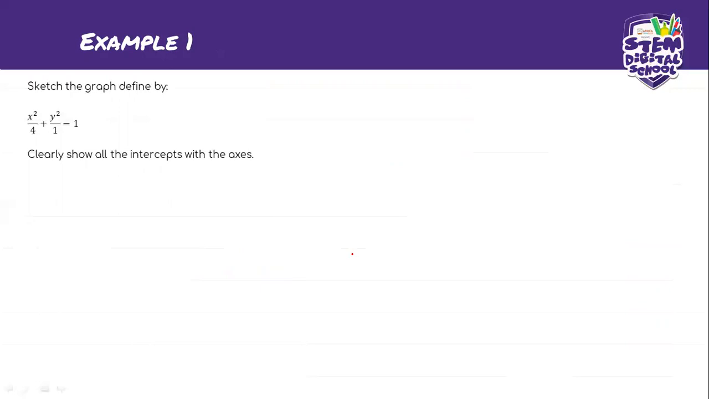Okay. Now, if you remember, I said we are going to learn how to plot the graph now. So the first question says we should sketch the graph defined by this. So now when we're having this, then they ask you to sketch the graph. Then how are you going to do that? Right? How are you going to do that? Now, let me take you through the solution on how you draw the graph for ellipse.